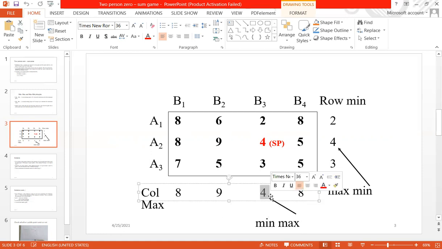4 is the min-max value. Now we can see that min-max is equal to max-min. Therefore, 4 is the saddle point. And an equilibrium has been reached where player A will select A2 and player B will select B3. So this is the saddle point. If max-min is equal to min-max, the game has a saddle point. So that is the solution of the game.